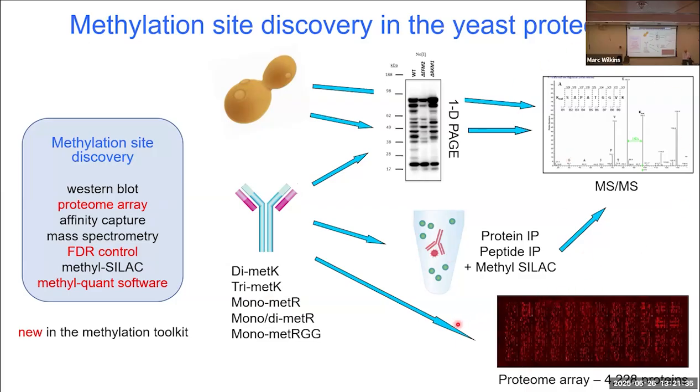Or in one particularly exotic way, we worked with a guy called Marc Snyder at Stanford. And he'd make these microarrays where he'd purified and printed down 4,228 proteins onto a glass slide. And he'd use that for doing a whole range of kinase assays. And we probed them with antibodies.